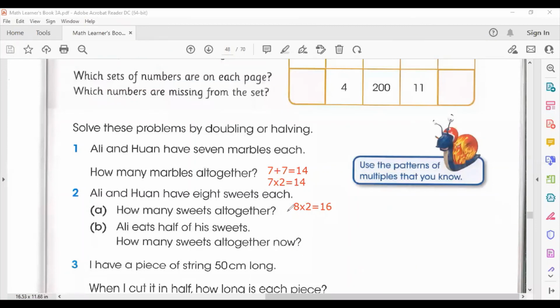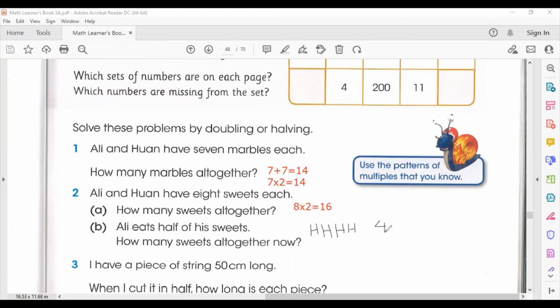Okay, we are making half of 8. 1, 2, 3, 4, 5, 6, 7, 8. Making 8 lines, we are making half of 8. And change into 2 lines. Like this. 2, 4, 6, 8. So how many lines are here? 1, 2, 3, 4. So half of 8 equal to 4.